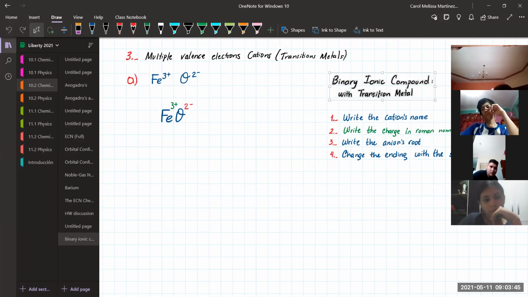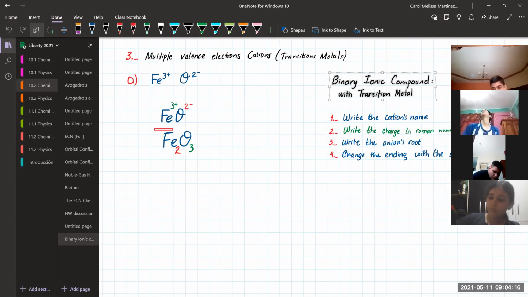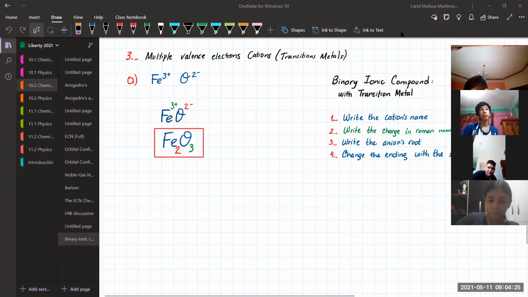So how is the compound going to be formed? I mean, the 3 for iron, where am I gonna put it? The 3 from iron comes to oxygen, okay? And the 2 from oxygen comes to iron. That's the compound. Very simple. The compound is very simple. But then comes the naming part. So, what happens here?